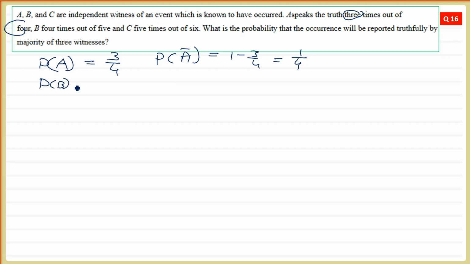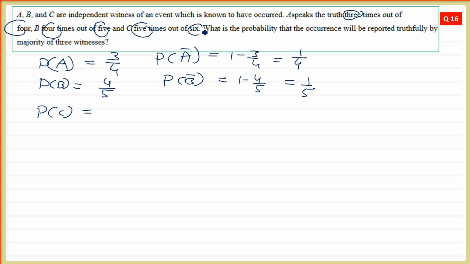Now the probability of B saying the truth, 4 out of 5. So 4 divided by 5 is PB. How about PB bar, that is B not saying the truth? This will be 1 minus 4 by 5, 1 by 5. Coming to C, the probability is 5 times out of 6, so 5 divided by 6. And C not speaking the truth is 1 minus 5 by 6, which is going to be 1 by 6.